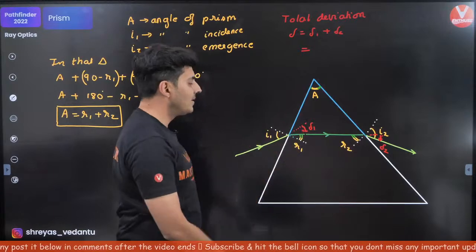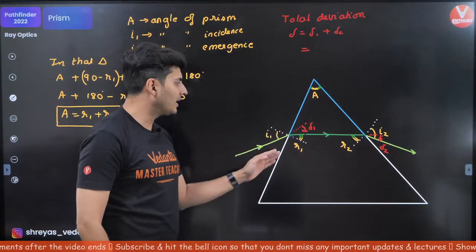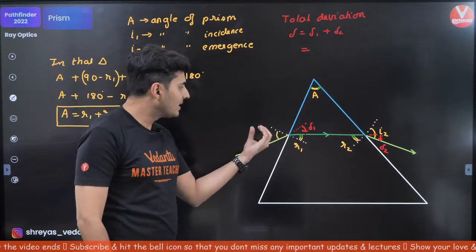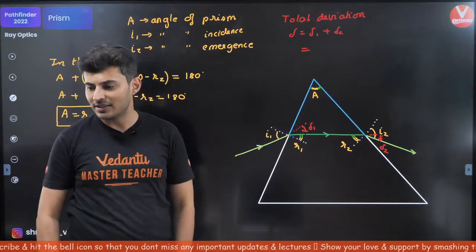And what is delta 1? Everybody knows this. For refracting rays at a surface, the deviation is incident minus refracted, or refracted minus incident. I hope this is clear.